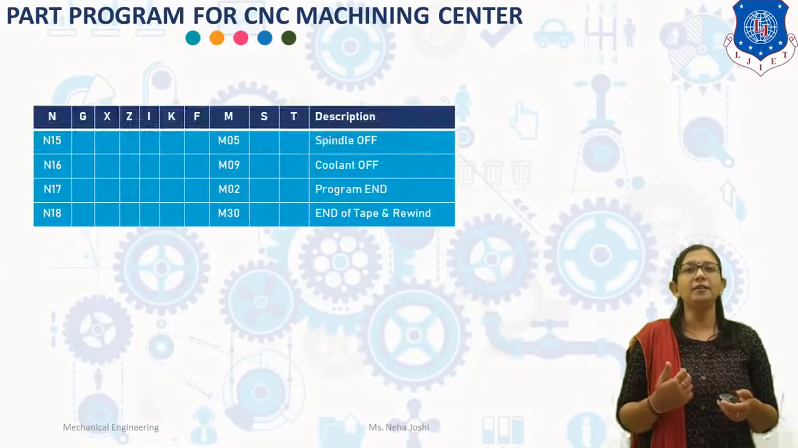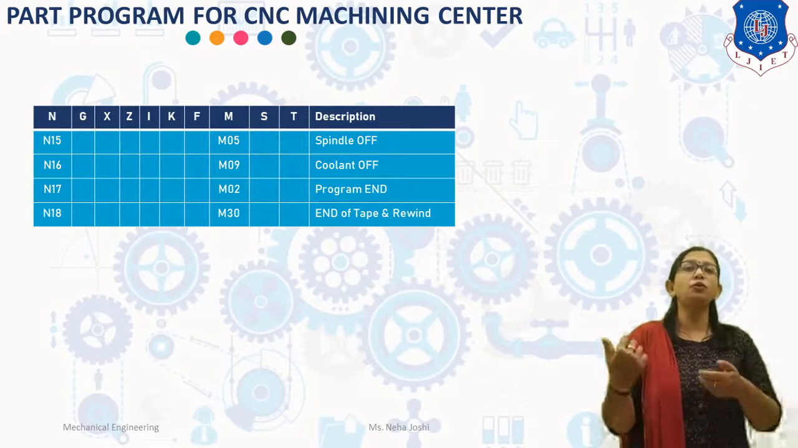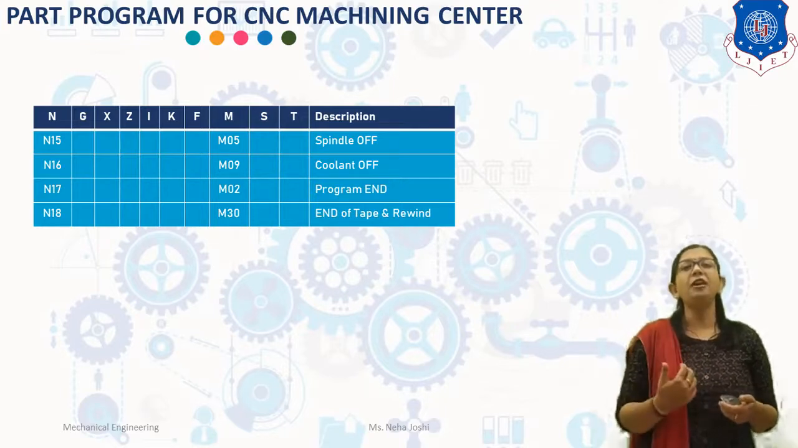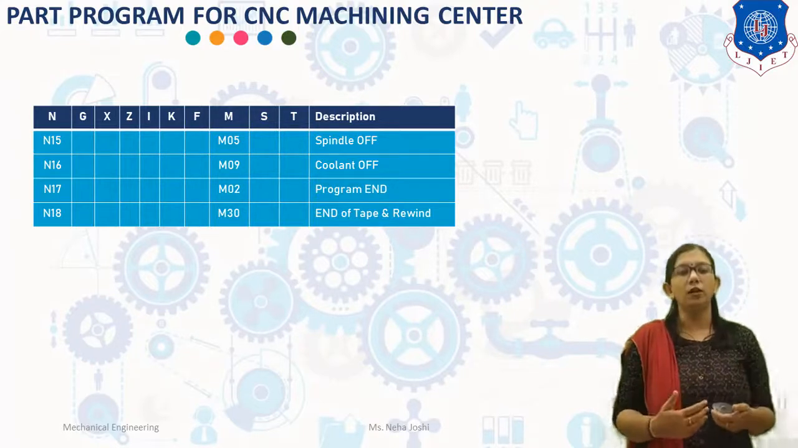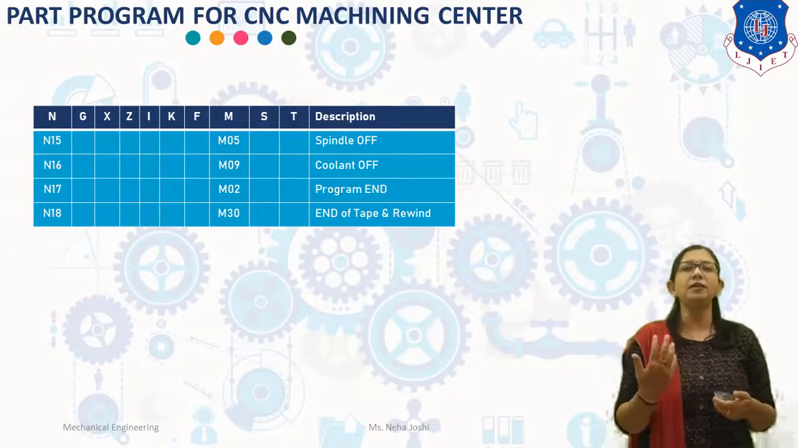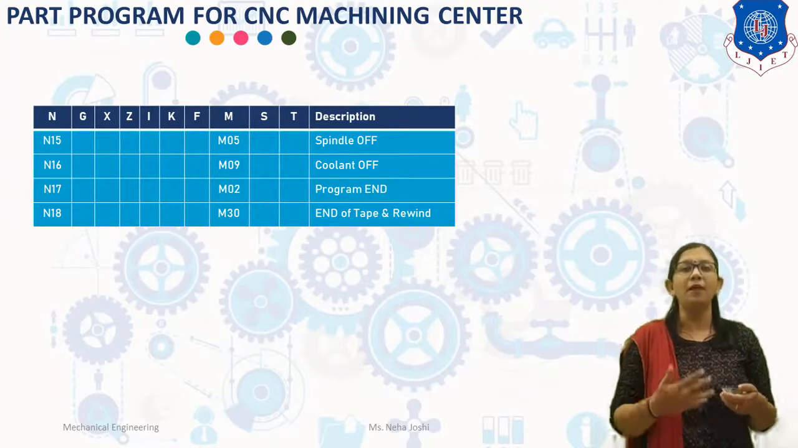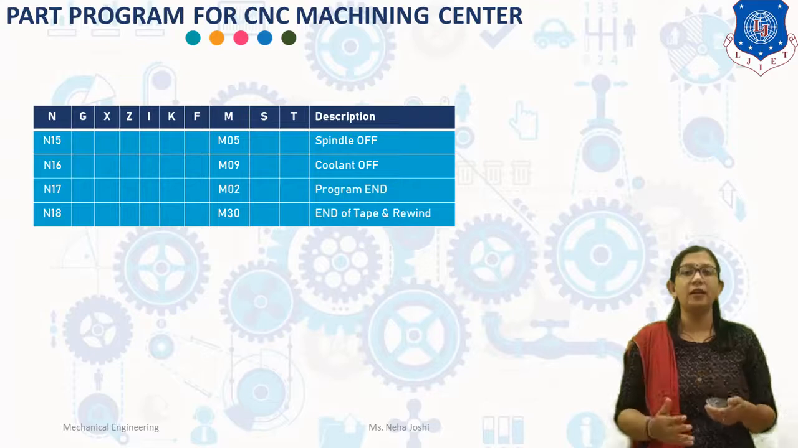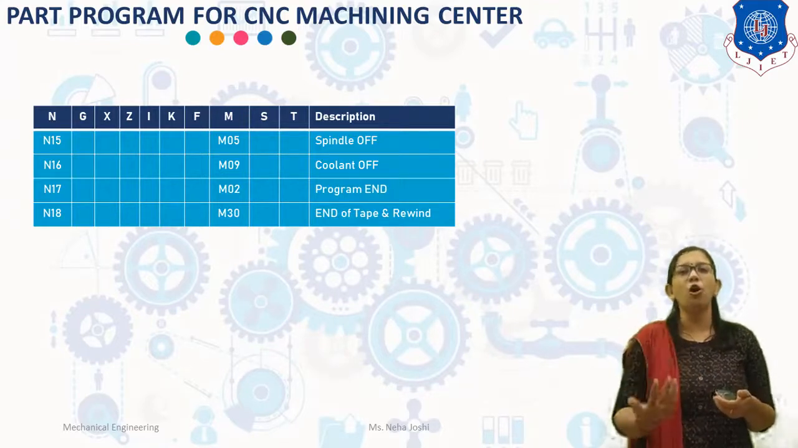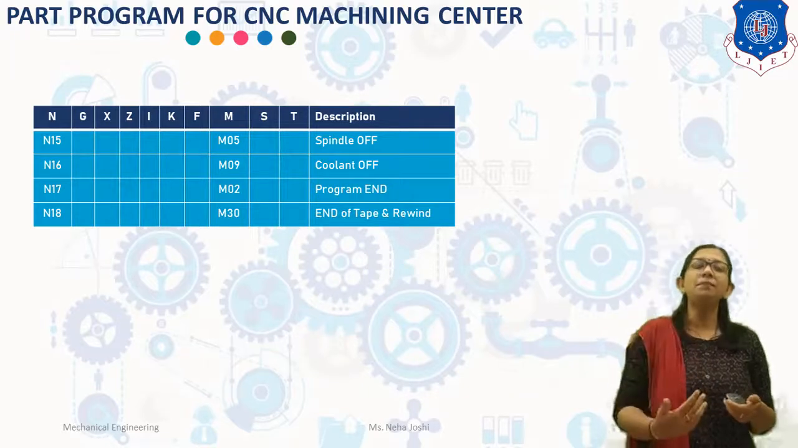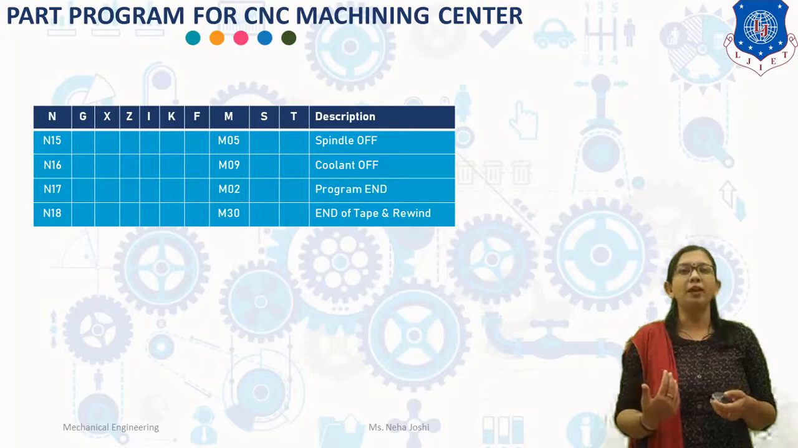After that, the next sequence is N15 and M05, which is used for turning off the spindle. Then N16 and M09, which is used for turning off the coolant. After that, the next sequence is N17. M02 code is used for the ending of the program, and the last sequence is N18. M30 is used for the ending of the tape, and the tape will rewind automatically. Okay, so this is the part program for the given drawing, which is used for turning applications.